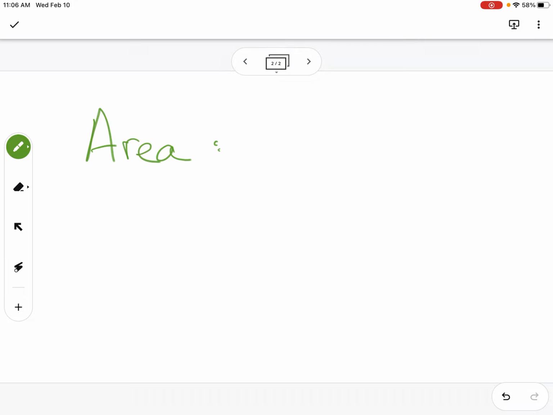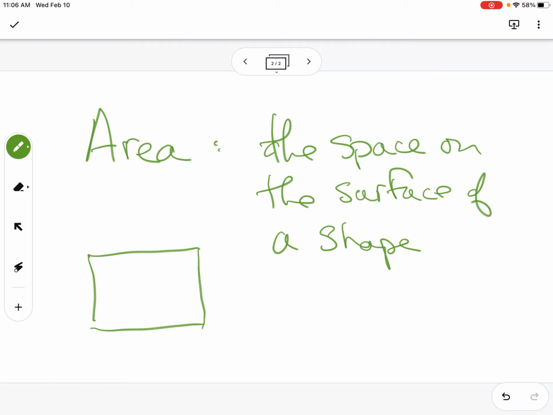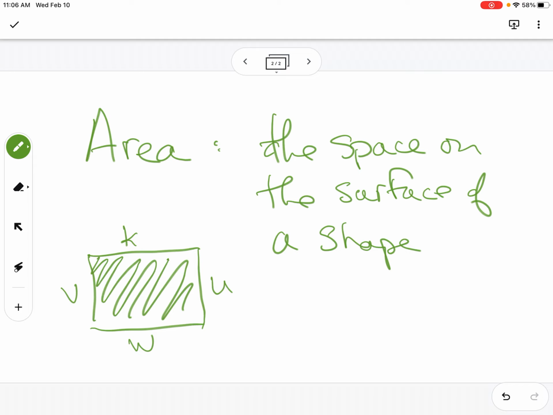What is area? Area is the space on the surface of a shape. So in the example of the neighborhood, the shape was a rectangle that was bounded by King Street, Weber Street, Union, and Victoria. And the area that is my neighborhood is the amount of space on the surface of that rectangle. That's what I'm going to call area, the definition of area.